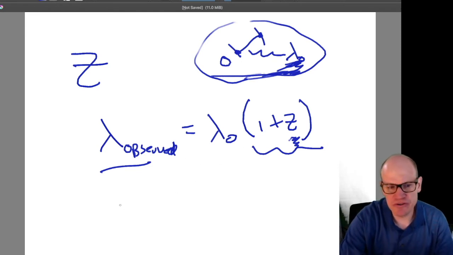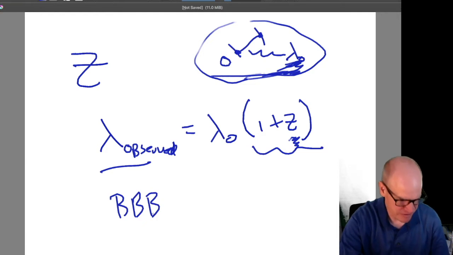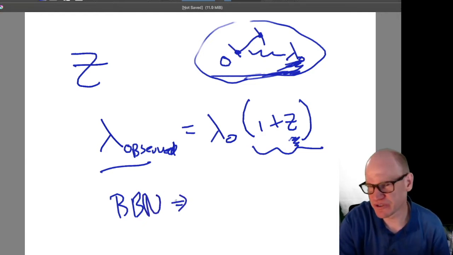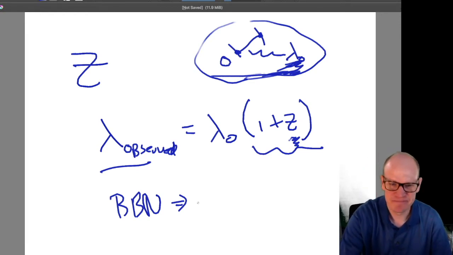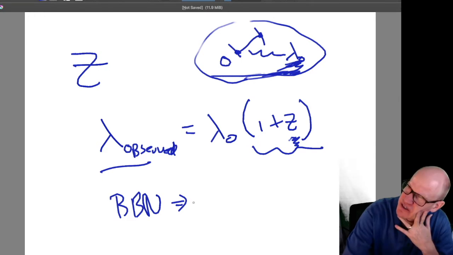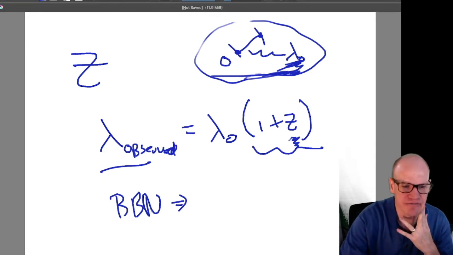So Big Bang nucleosynthesis happened a long, long time ago. Big Bang, that's the Better Business Bureau. Big Bang nucleosynthesis, this happened a long time ago. I'm not even sure what the redshift was at this point. Let's say a whole lot. I guess I could estimate what it would be, and I can estimate it from recombination.